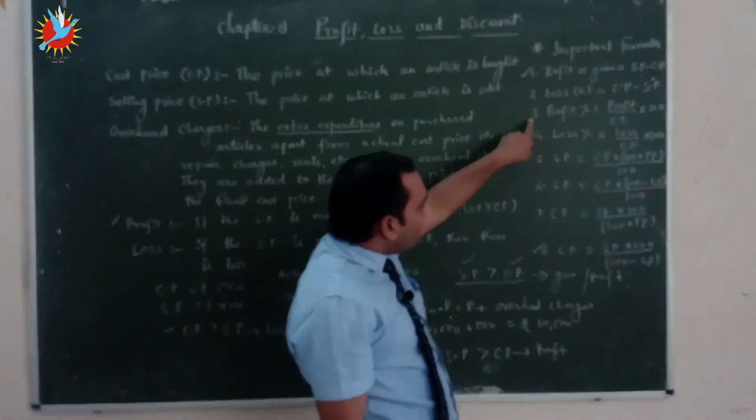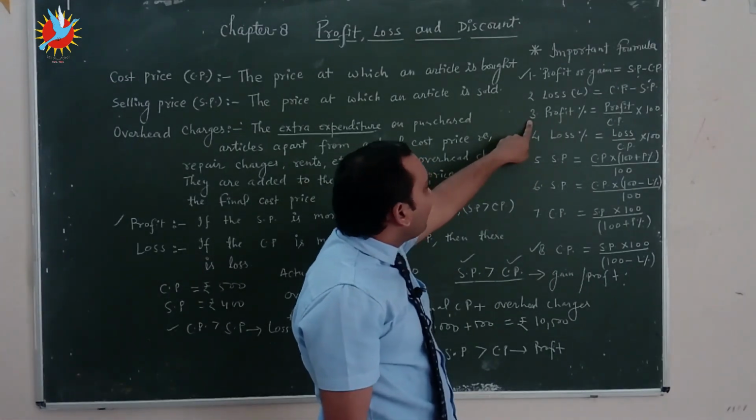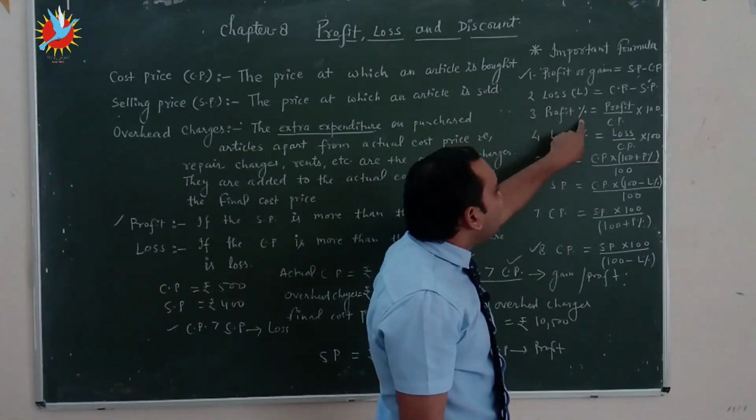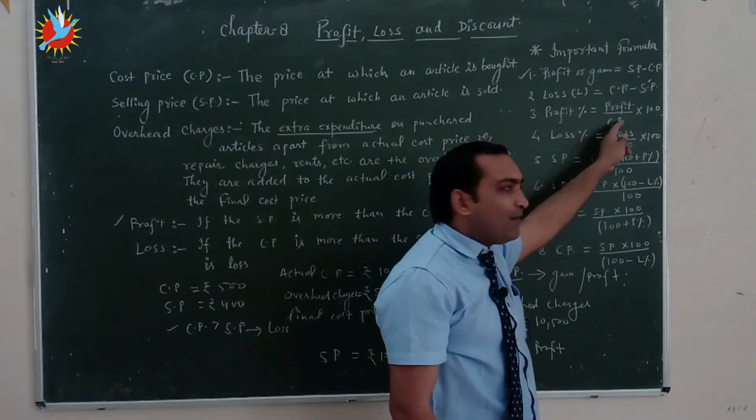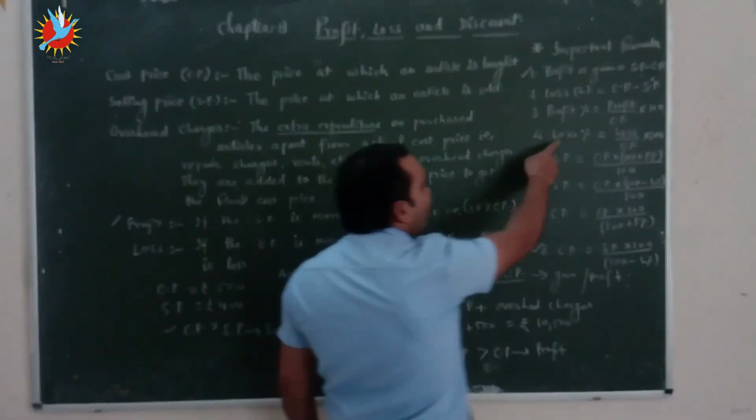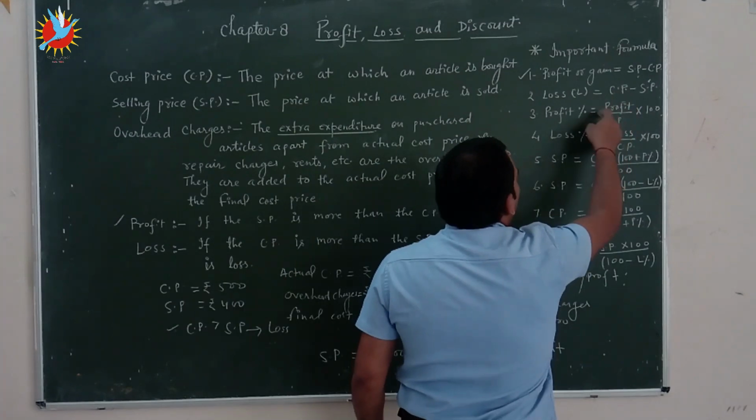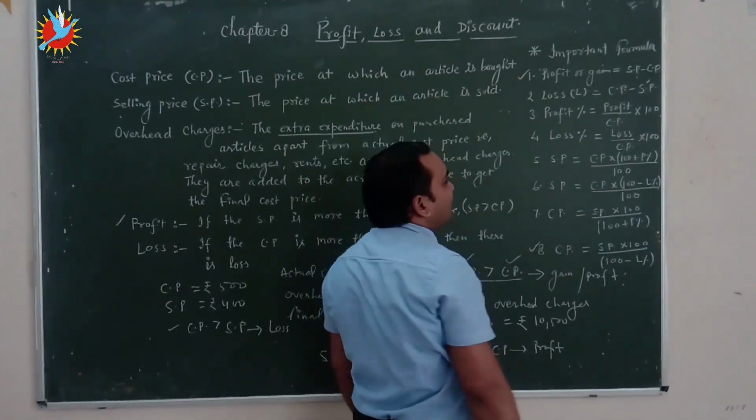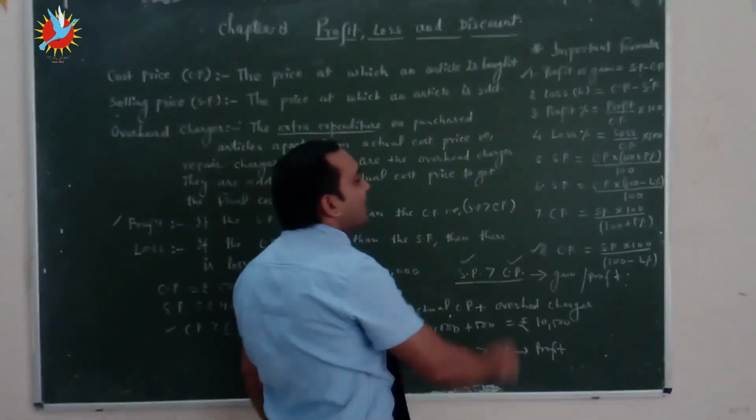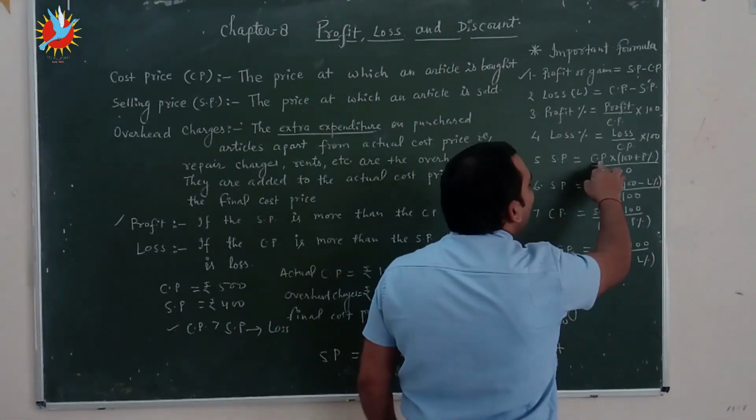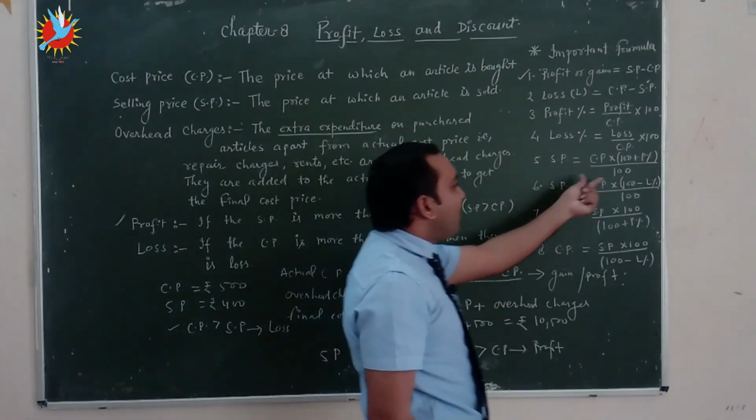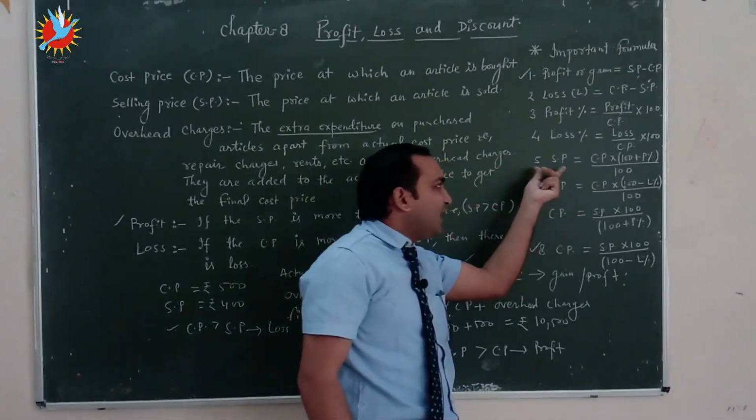We also study the profit percent and loss percent. Profit percent is equal to profit upon CP into 100. This is the formula for profit percent; for loss percent, in place of profit we write loss upon CP into 100. Selling price we calculate as cost price into 100 plus profit percent upon 100. This is the formula of selling price.